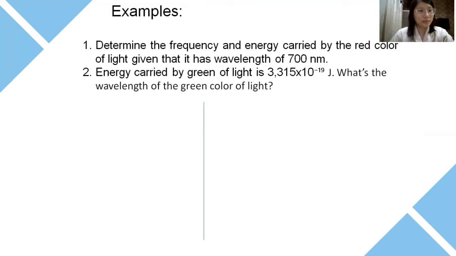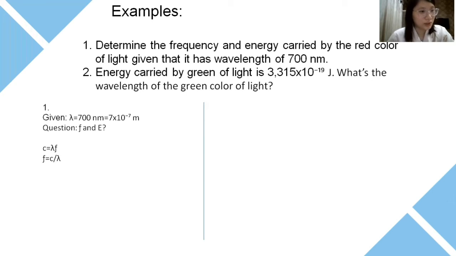Here are some example questions. For the first question, it is given that lambda is equal to 700 nanometers, which is equal to 7 times 10 raised to negative 7 meters. And we are asked to determine its frequency and energy. Based on the formula C equals lambda times F, we can transpose F so that we can find the frequency.